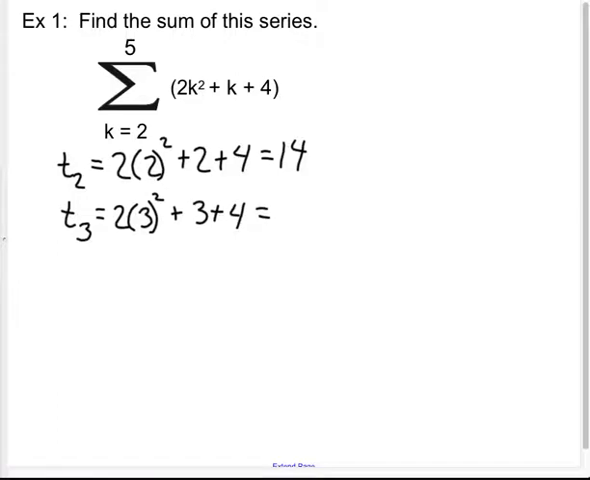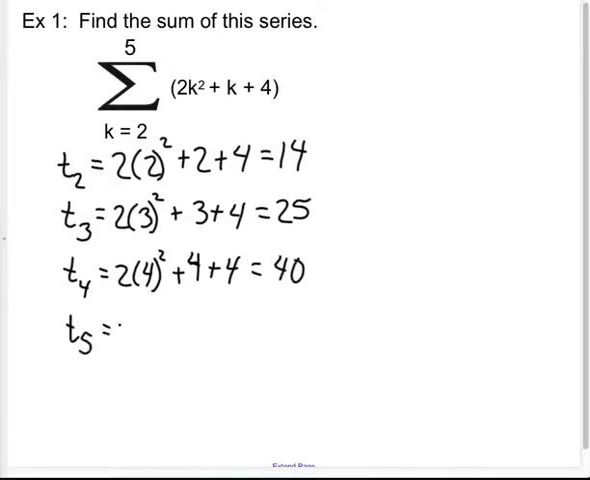9 times 2 is 18, plus 7 gives us 25. Substituting 4 in, we get 16 times 2 is 32, plus 8 is 40. And our last term gives us 25 times 2 is 50, plus 9 is 59. So when we add all of our terms together, we get 138 is what I'm getting.